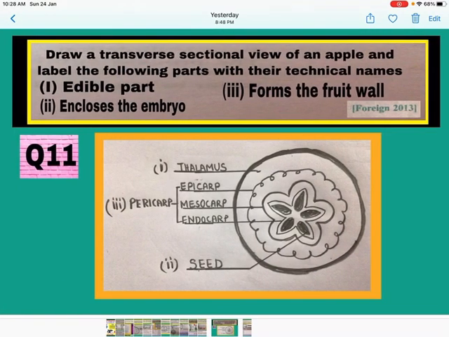Come to next. Draw a transverse sectional view of an apple. You have to draw the transverse section of an apple and label the following parts with their technical names. First is the edible part. Okay, see the diagram. It is the thalamus. It is a part other than the ovary which forms the fruit in the apple. So apple is a false fruit. Now see number 2, encloses the embryo. It is the seed. See, in the diagram the seeds are drawn in the center part. Okay, and the seed has got the embryo.